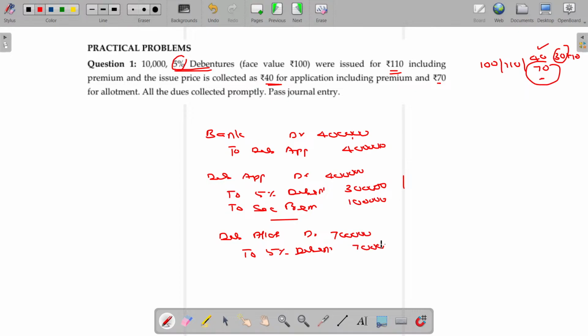Due entry is passed. Now collection entry. Bank account debit to debenture allotment account. Debenture allotment, that value being 7 lakhs. Clear? Finish up copying. The topic is very simple. With respect to the issue of debenture, there is no complication. It is similar to what we have learned in share issue, replicated here.